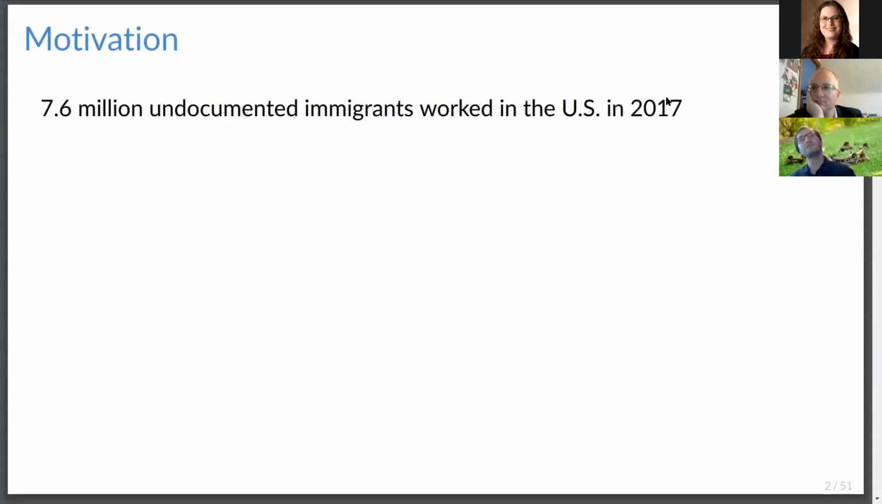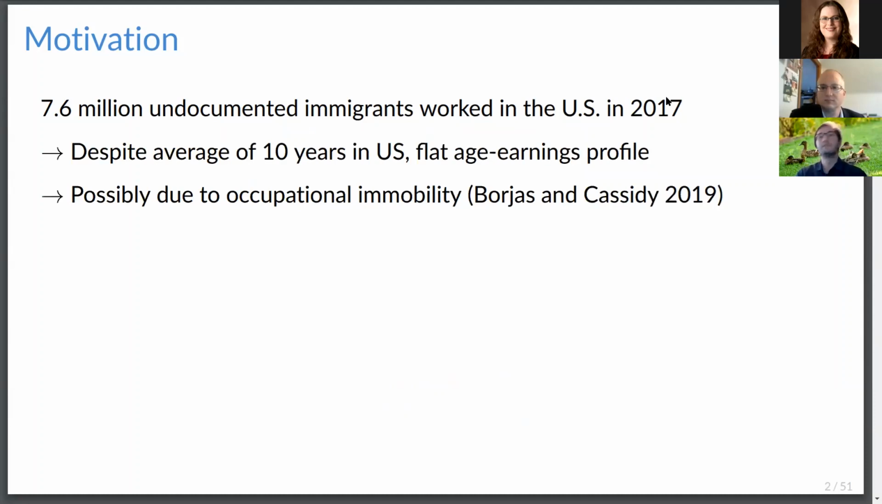Okay, so to motivate, there were almost 8 million undocumented immigrant workers working in the United States in 2017. For context, that's about 5% of the labor force, but almost around 30% of the immigrant labor force. So this is a group that's quantitatively important if immigration is something that you're interested in. It's also a group that's important if you care about the economics of economically disadvantaged groups, right?